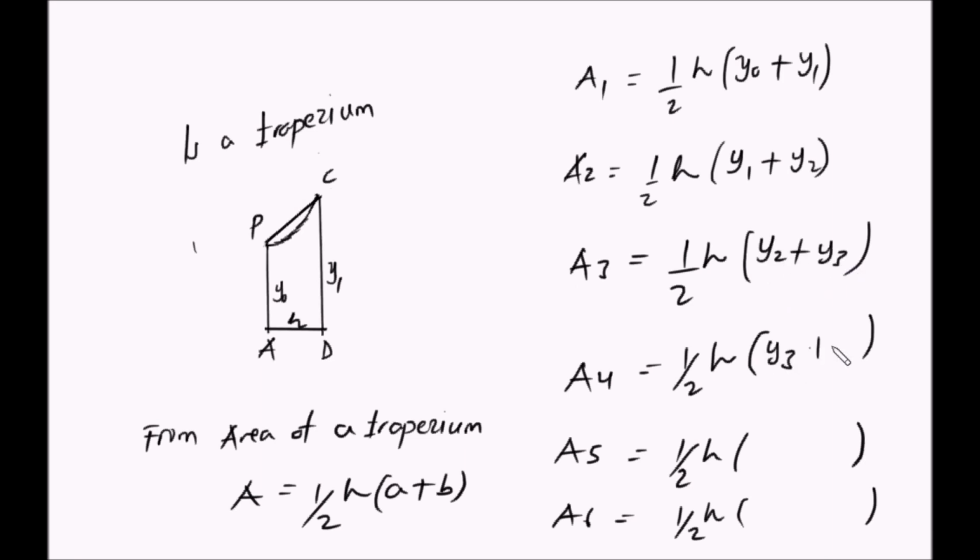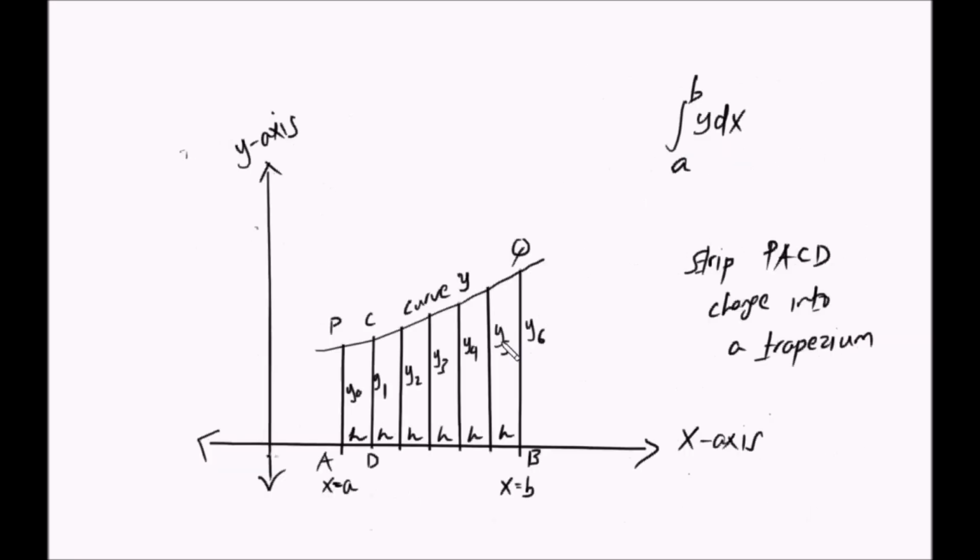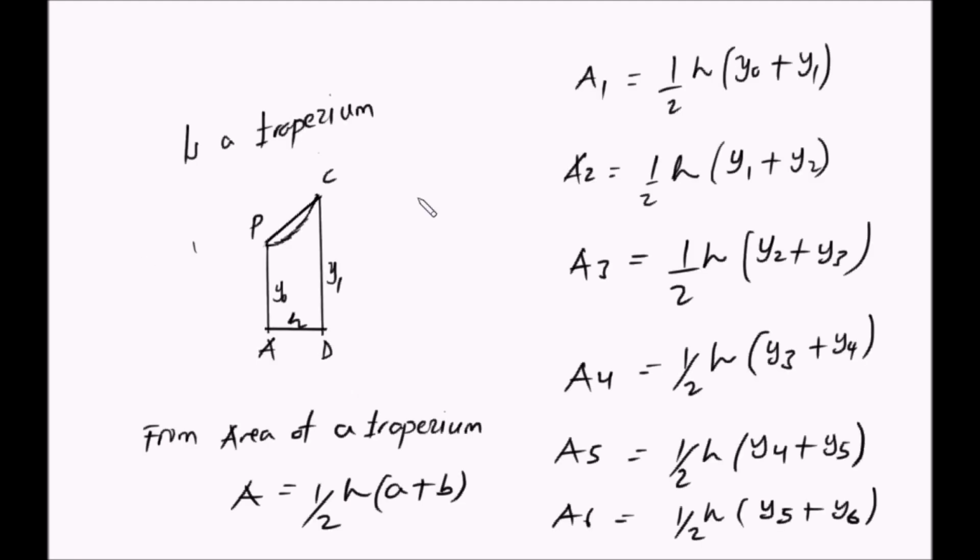So ya 4 bila shaka ni y3 and y4. You can just see the continuation, y4 and y5. Alafu ya mwisho ni y5 and y6. Just to show you kwamba ya mwisho ni y5 and y6. So nikishapata areas trapezium zote zile, area ya trapezium nazijumlisha ili nipate area under a curve.